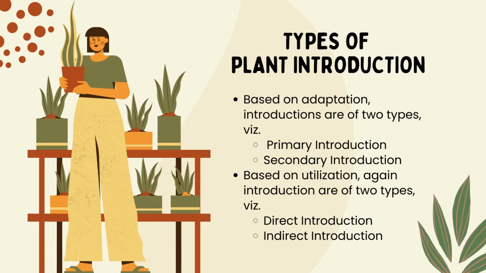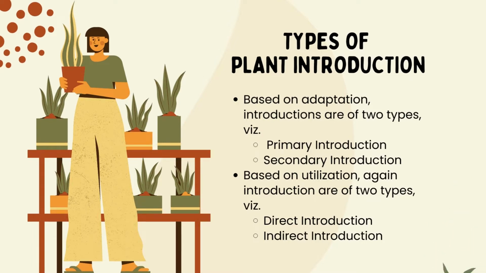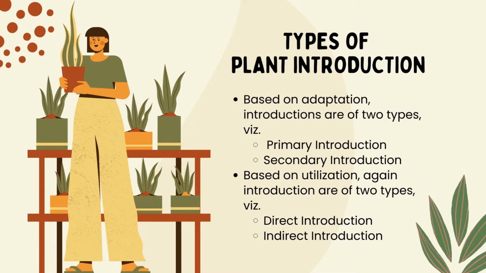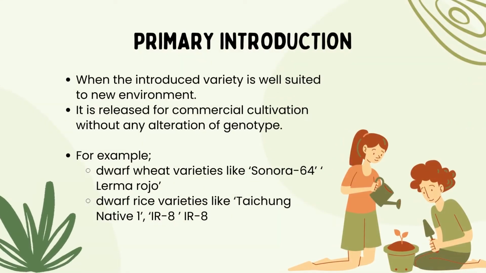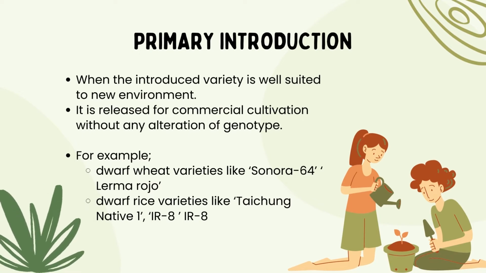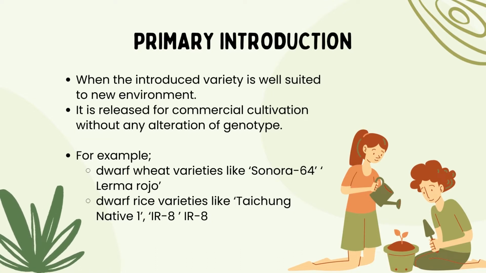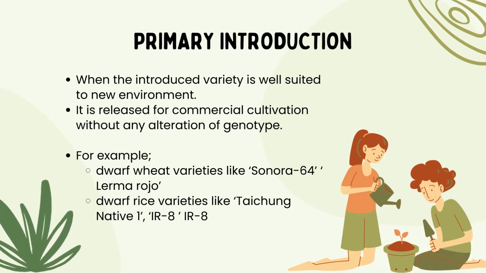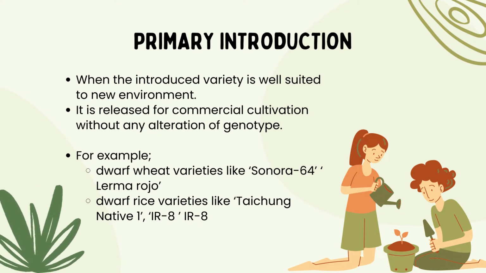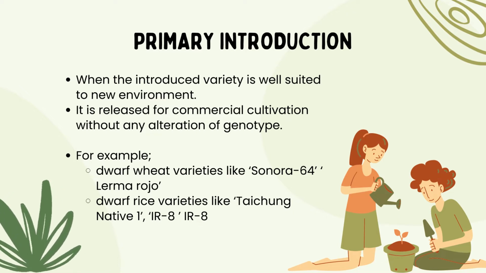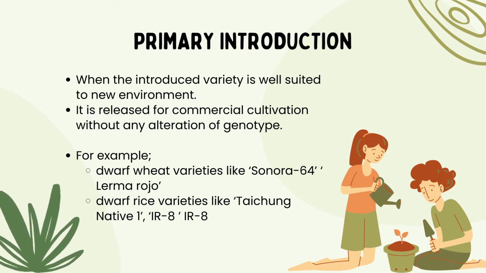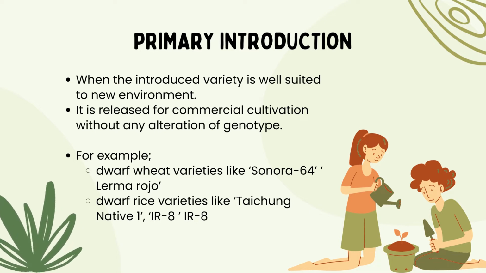Types of plant introduction. Based on adaptation, introductions are of two types: primary introduction and secondary introduction. Based on utilization, introductions are again of two types: direct introduction and indirect introduction. Primary introduction. When the introduced variety is well suited to the new environment, it is released for commercial cultivation without any alteration of genotype. For example, dwarf wheat varieties like Sonora 64, Lerma Rojo, and dwarf rice varieties like Taichung Native 1, IR8.